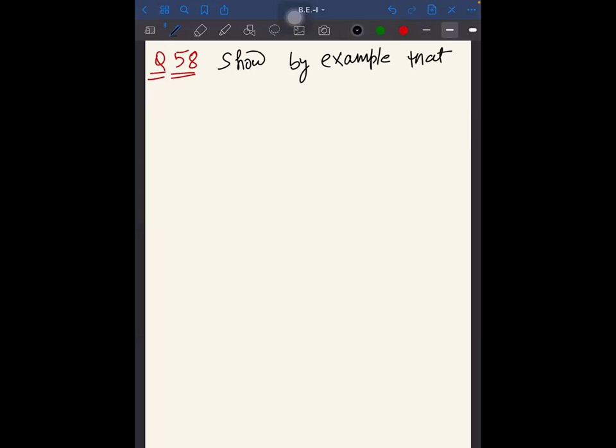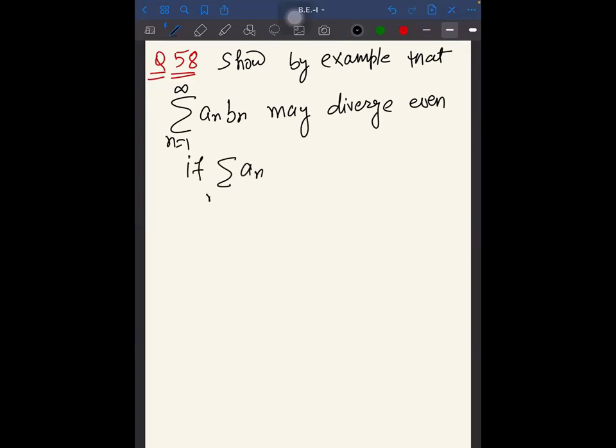Show by example that summation n runs from 1 to infinity a n b n may diverge even if summation a n and summation b n both converge.